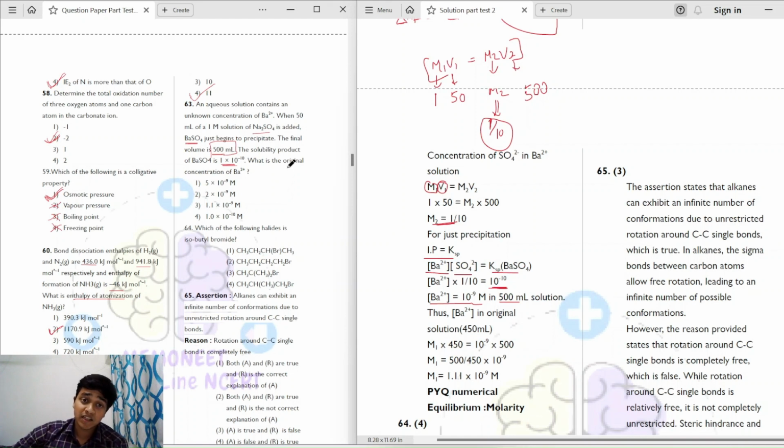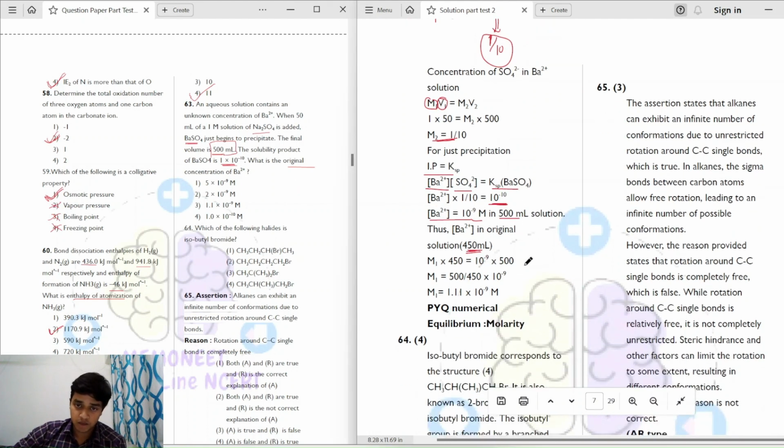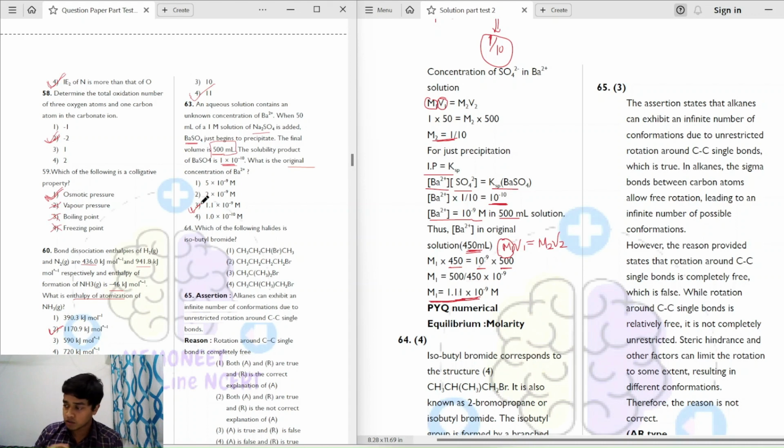But the question asks what is the original concentration. The original concentration was the one which was in the 450 ml solution. So for that, once again, we'll use the formula M1V1 is equal to M2V2. Let the initial concentration be M. So the volume will be 450. The final concentration of barium is 10 raised to the power minus 9 and the final volume is 500. So when we calculate, we get the initial concentration of barium as 1.11 multiplied by 10 raised to the power minus 9 molar, which is in option 3. So option 3 is the correct answer for this question.